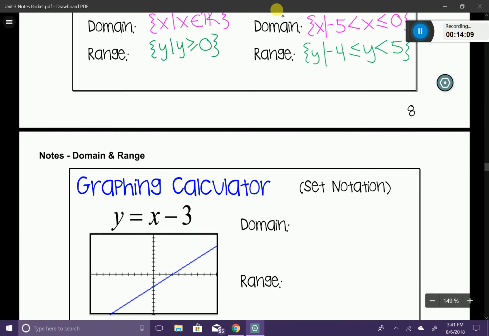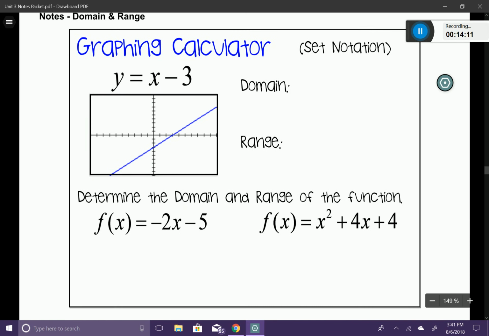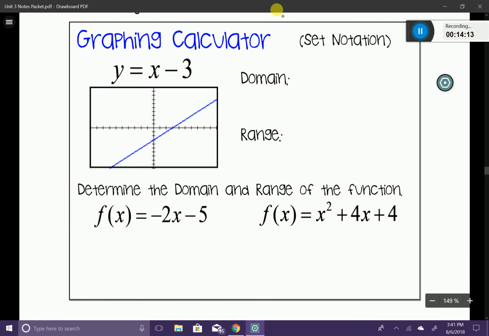Okay, now what if we just are given a picture of a graph? For example, I am telling you here that this particular picture is of the function y equals x minus 3. And if we were to graph it on the graphing calculator, we would get the picture that you see here. And we want to know, well, what's the domain and range? Well, remember, in the graphing calculator, it's never going to tell you that these two lines extend forever. So I'm going to go ahead and do that for you by showing you my little arrows.